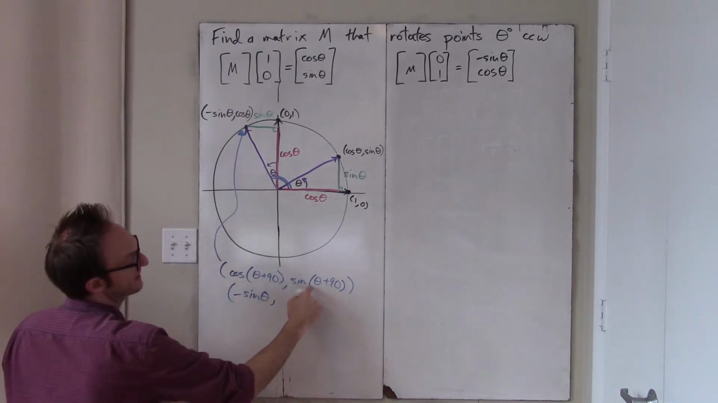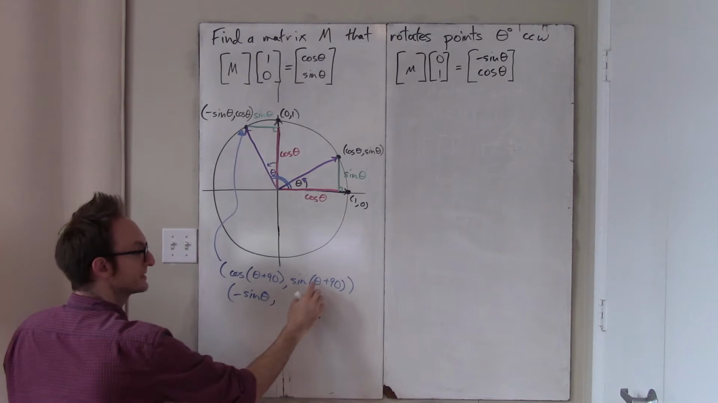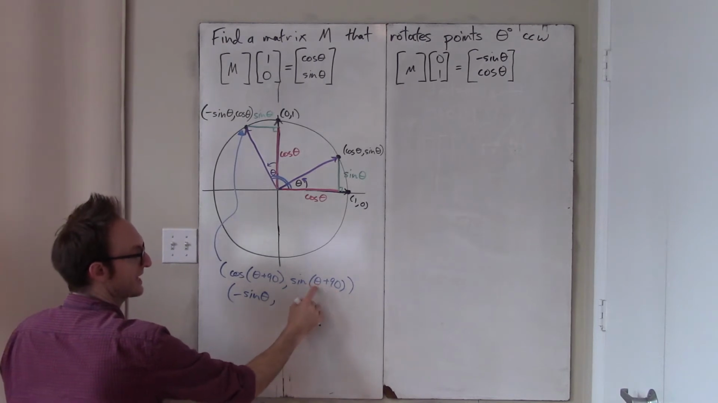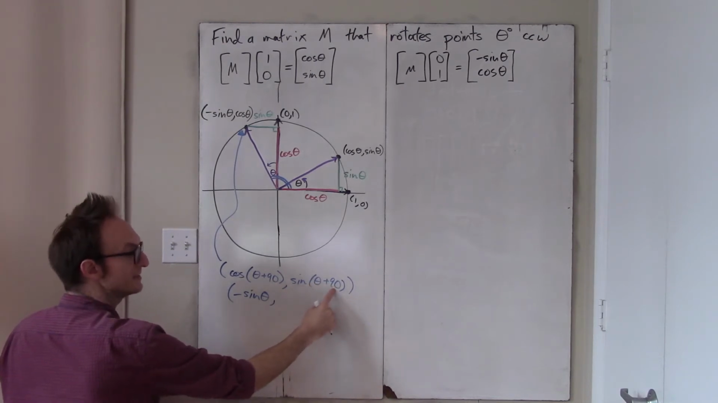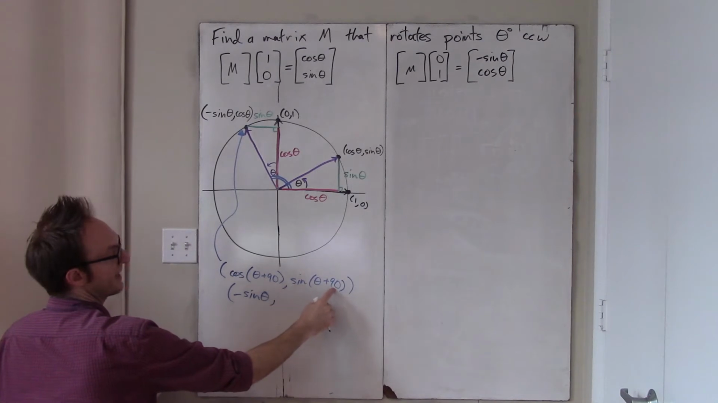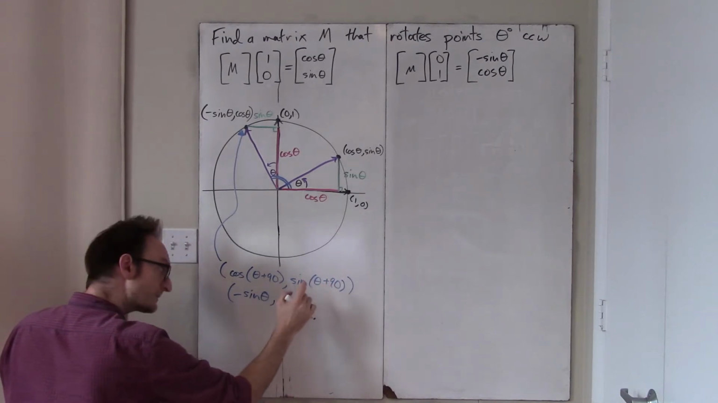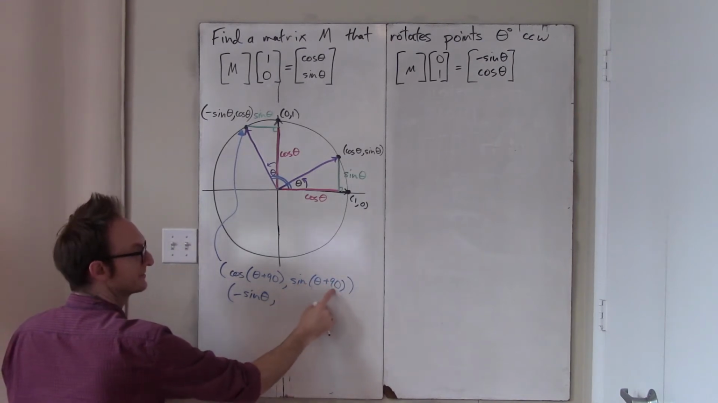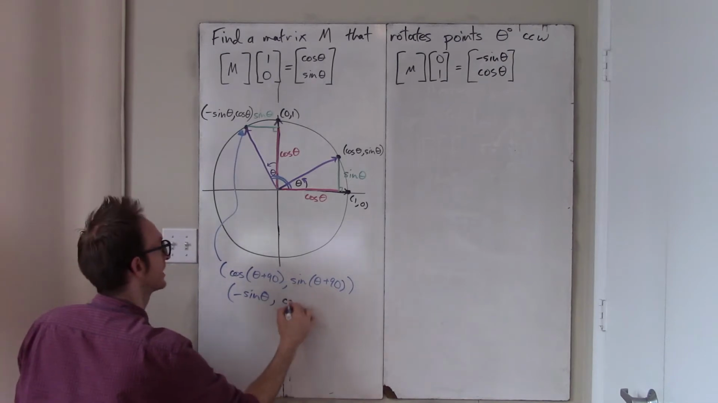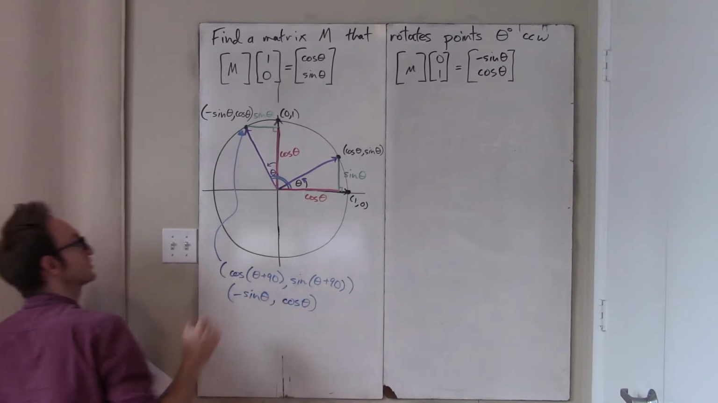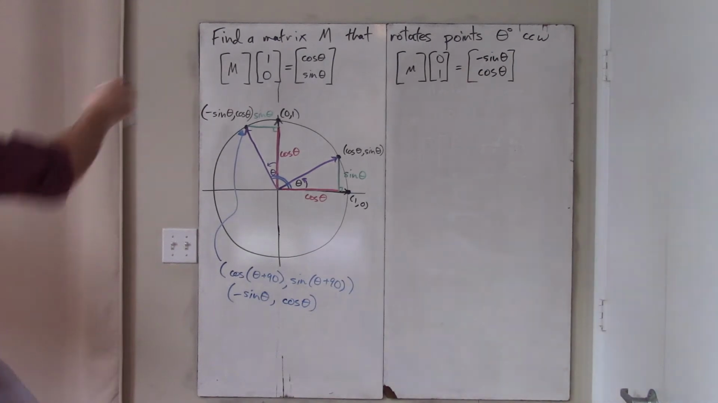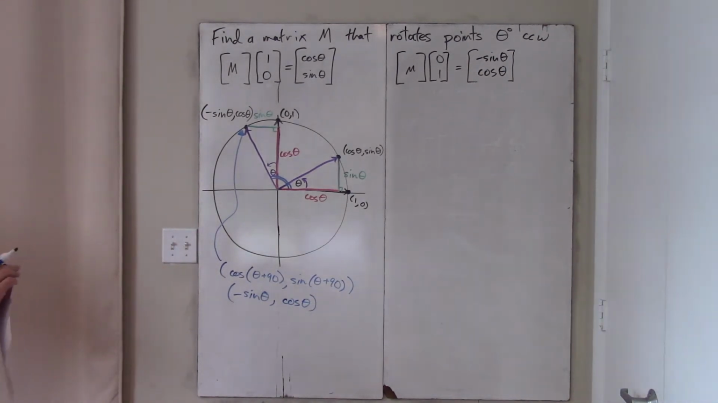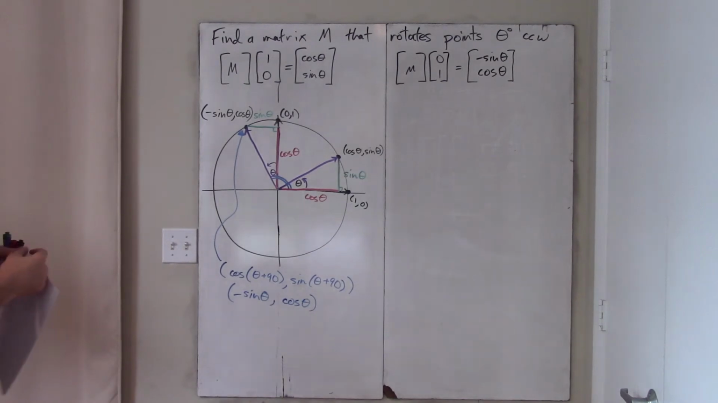What is sine of theta plus 90? Well, it's sine theta cosine 90, but again cosine 90 is 0, plus cosine theta sine 90, but again sine 90 is 1. Okay, so if you don't trust the picture, this is the alternative way to derive the coordinates of that point over there. But I think this is more beautiful.